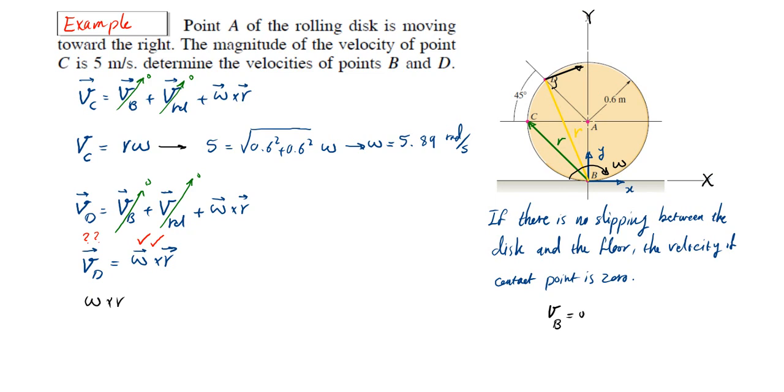Omega cross r, we have this vector which is omega cross r. We'll consider this as the horizontal line there, and this one is the angle I'm looking for. So I can actually decompose this omega cross r in x and y direction. Now that angle is equal to this angle.